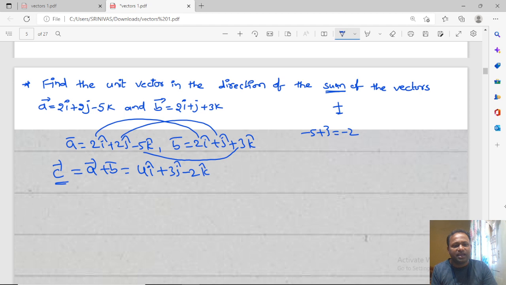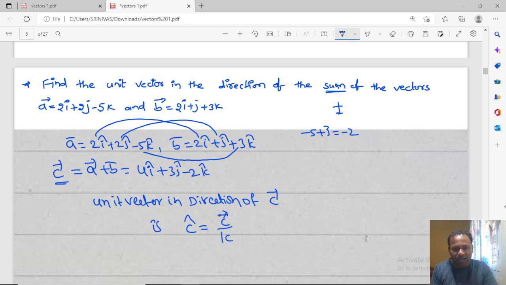I am writing a name. Then the unit vector in the direction of C bar is, what is the formula? C cap is equal to, very simple, C bar divided by mod C bar.